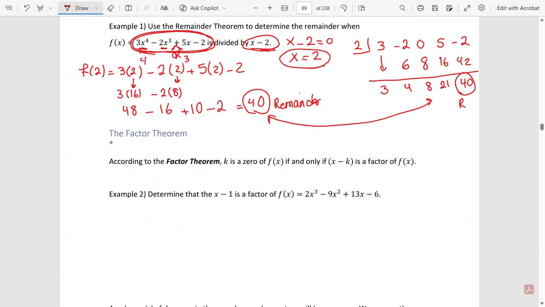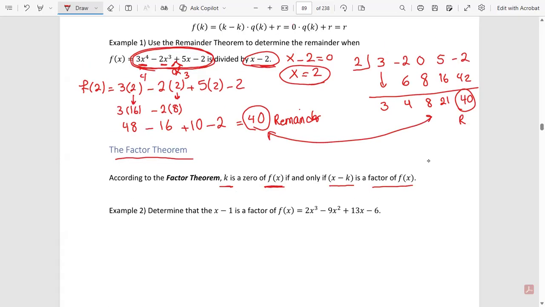The factor theorem is another theorem that tells us if k is a 0 of the polynomial f of x, then x minus k is also a factor. That's exactly what I said right now. We said x minus 2 in example 1 is not a factor, so it means x equal 2 is not a 0. If x minus 2 is a factor, we can say x equal 2 is also a 0.